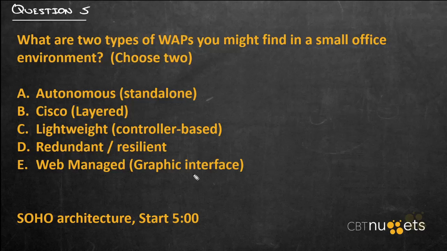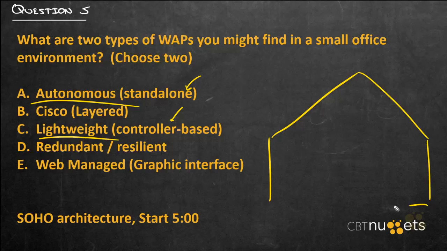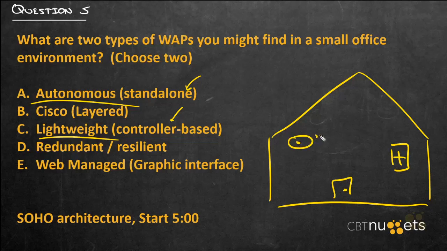Question 5. What are two types of wireless access points you might expect to find in a small office environment? Choose two. The answer is autonomous and lightweight, or another way of saying standalone and controller-based wireless access point. In a typical small office, home office environment where that office stands alone, I would expect to see autonomous. That is, each wireless access point is configured on its own by the administrator. Because it works well. It's no problem.